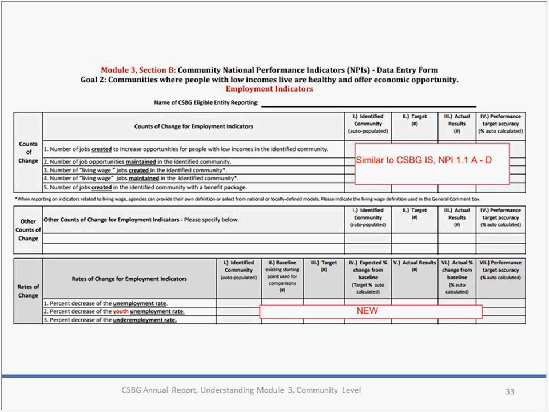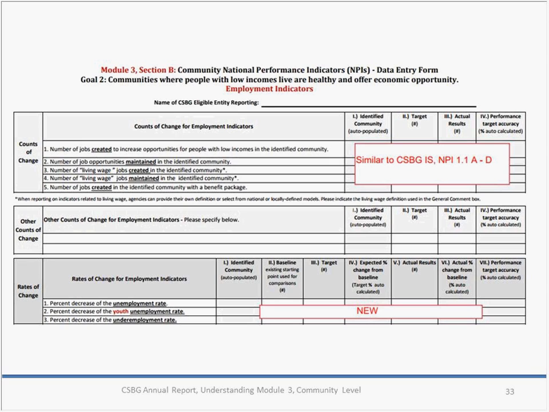Throughout the indicators, there are multiple columns to report on. Notice in the counts of change, there are 4 columns. First, you'll select the type of community you're working in. Remember, from that community initiative status form, you're identifying if you're working in a city or a neighborhood or your entire service area for that matter. In the second column, you'll put in the target. How many assets do you plan to create in your community? In the third column, you'll report the actual results. At the end of the reporting period or the initiative period, how many assets did you create? The fourth column is the performance target accuracy, and that will auto-populate for you.